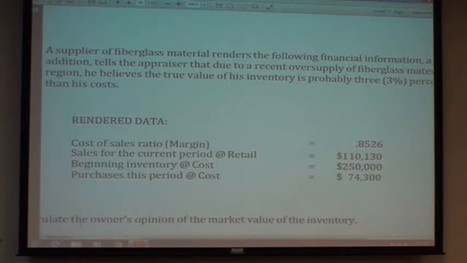Then we're gonna calculate our value, okay? It's a little different twist. The main thing is to read the problem correctly. If it says markup, put the 1 in divide. You do the sales ratio, you're gonna multiply times the retail amount.